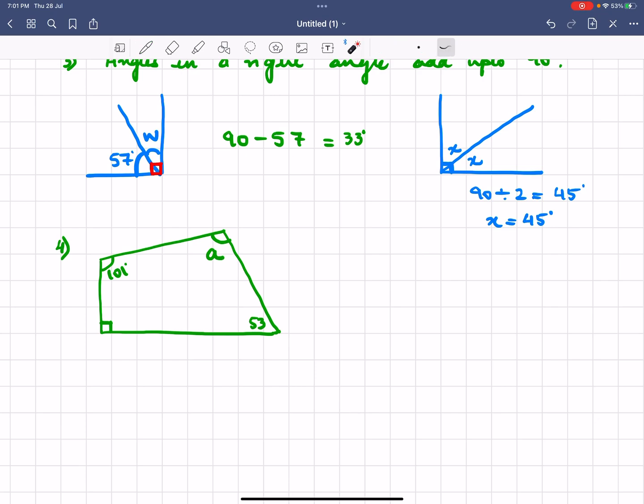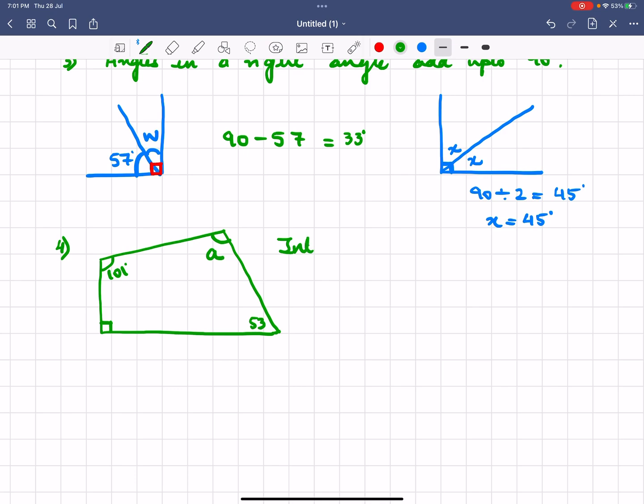Now this is a quadrilateral. Why is this a quadrilateral? Because it has 1, 2, 3 and 4 sides. So this is a shape which is called a quadrilateral, bounded by 4 sides, and we know that interior angles of a quadrilateral add up to 360 degrees. Let's write the rule here.